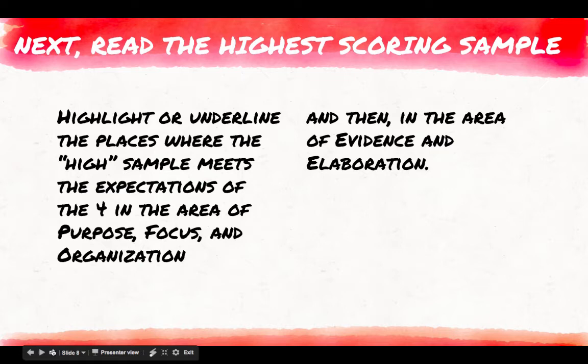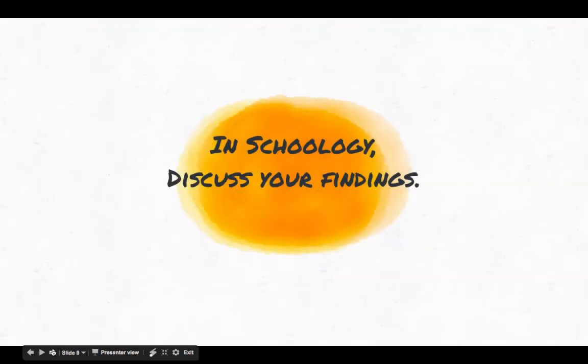Next, read the highest scoring sample. Highlight or underline the places where the high sample meets the expectations of the 4 in the area of purpose, focus, and organization. Next, in the area of evidence and elaboration. In Schoology, discuss your findings.